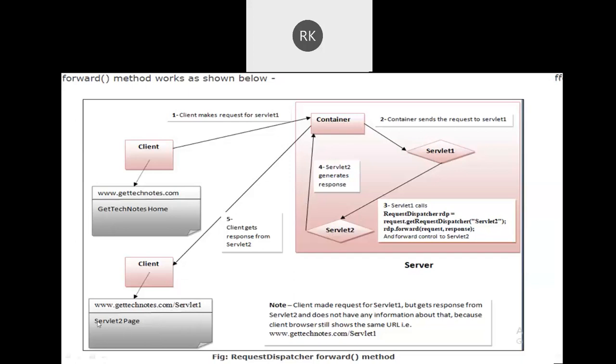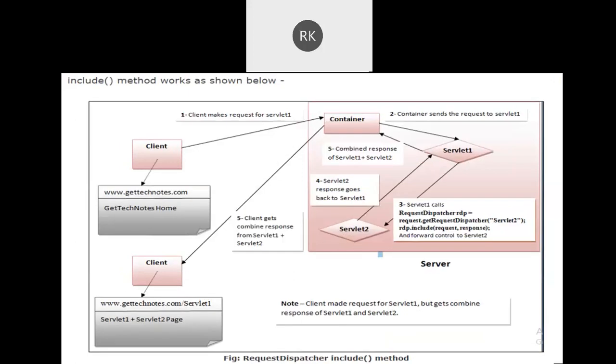Let me know if any one of you has any doubt. One of the main things to note here is the URL. In the client browser, the client has made a request for servlet 1, but the response is coming from servlet 2. So the URL will not change. The client will be unaware of where it is getting the output from.